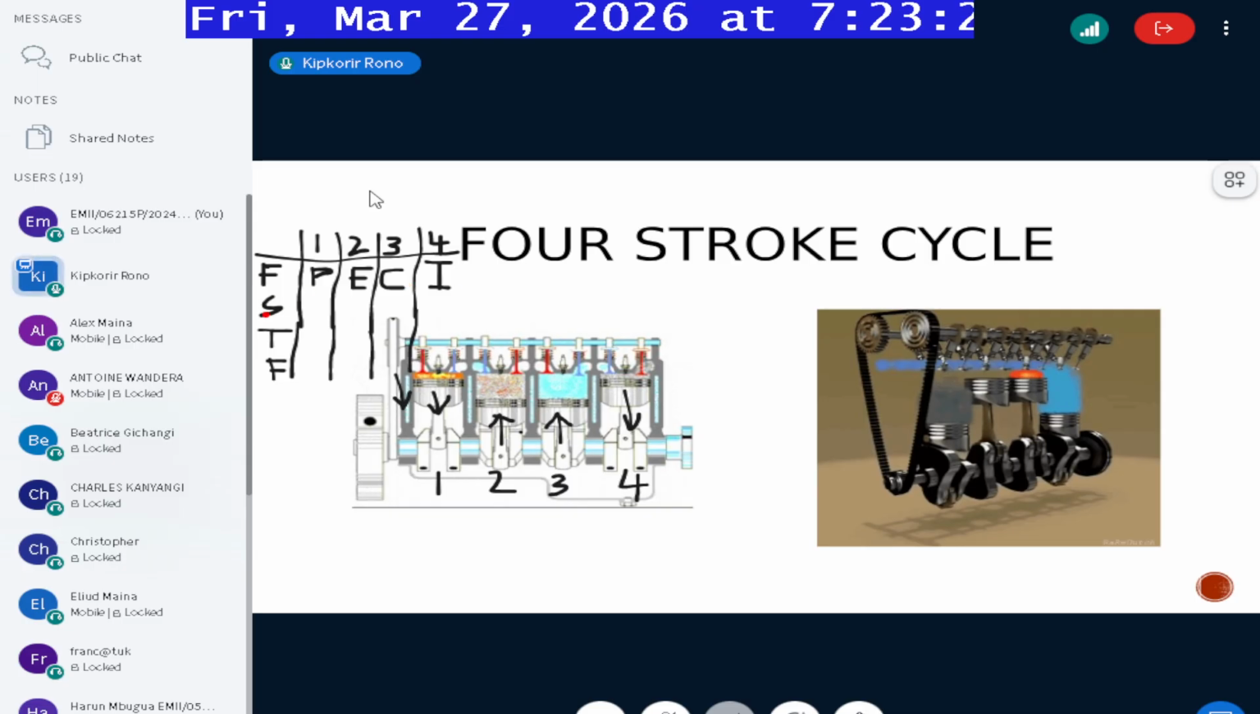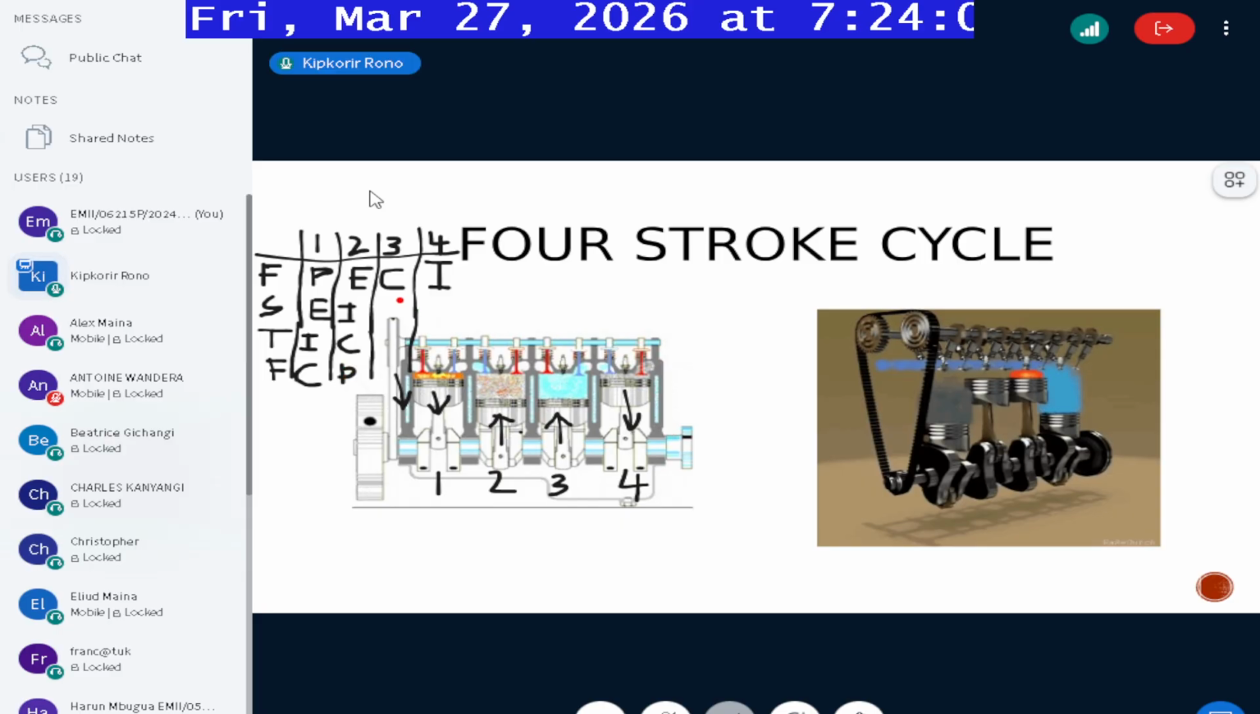Now in the next cycle, let's assume that this one has come down. So the next cycle is when this one moves up. So after the power stroke, the sequence is that we normally go to exhaust. And then after exhaust, you normally go to intake. And then after intake, we normally go to compression. Now let's go to this one. After exhaust, you normally go to intake. After intake, you normally go to compression. After compression, you normally go to power stroke.